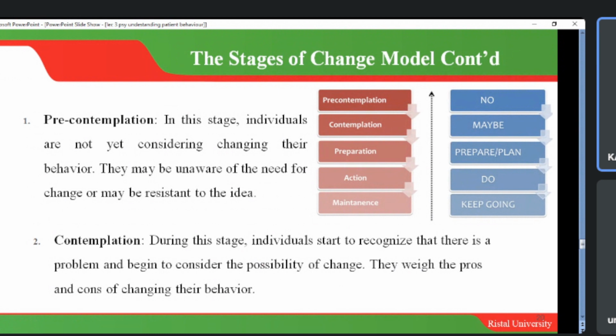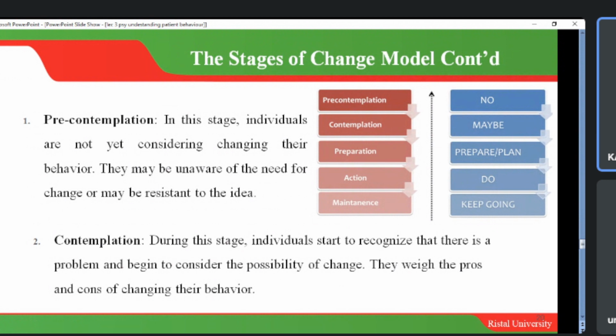In this stage, individuals are not yet considering changing their behavior. I'm not going to do it. I don't have the disease. I cannot do this regular physical exercise. So they may be unaware of the need for change. That's why in this image, the individual is saying no.